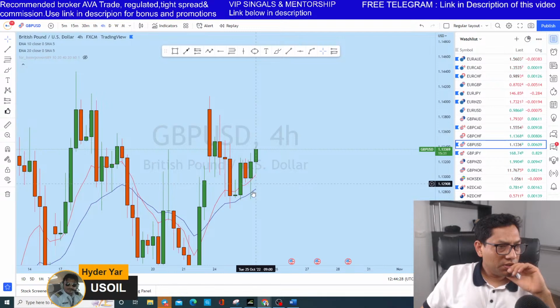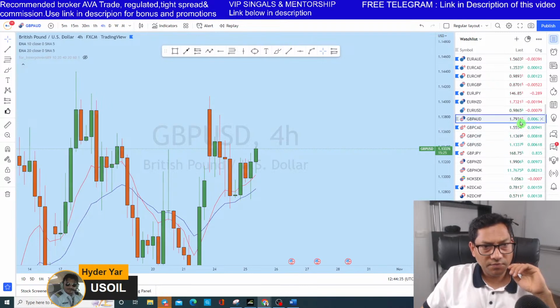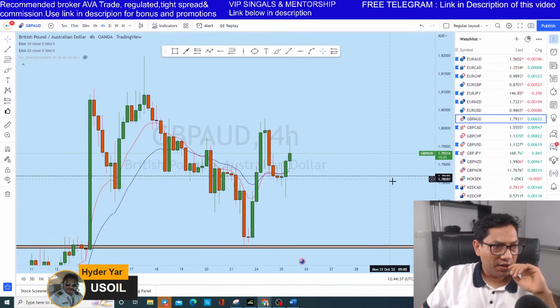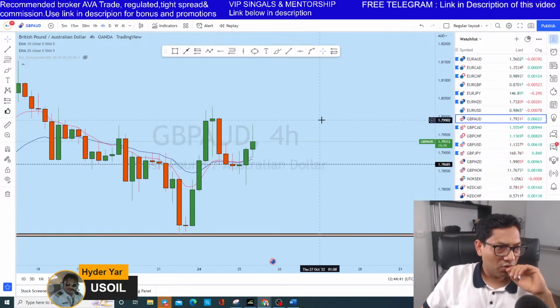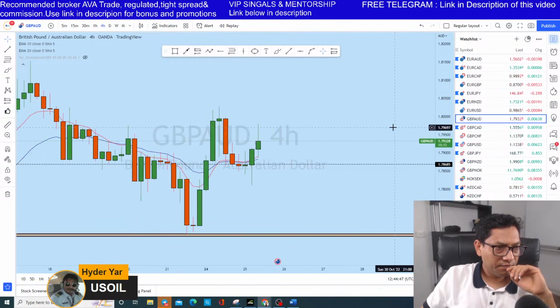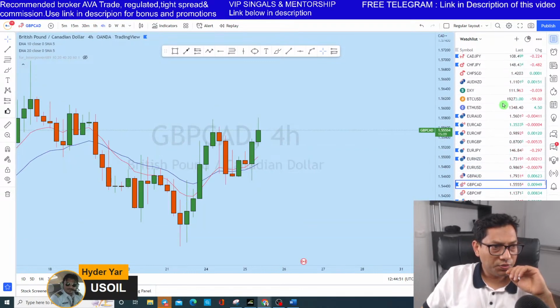Okay, GBP USD, we have seen a bullish engulfer. Now it is creating a bullish pattern. GBP AUD, in fact, is also creating very strong bullish price action, guys. A bullish engulfer followed by a doji. It's a bullish pattern.